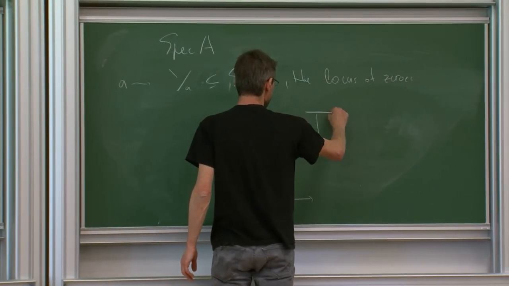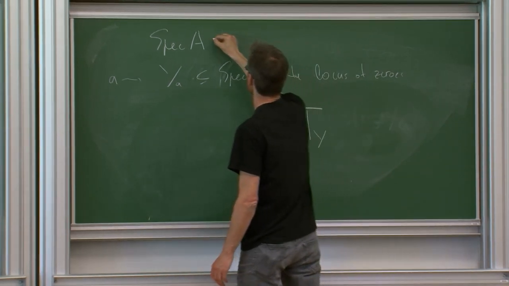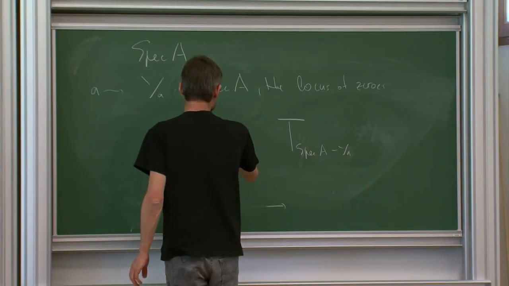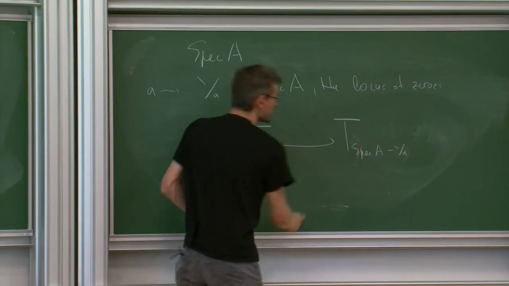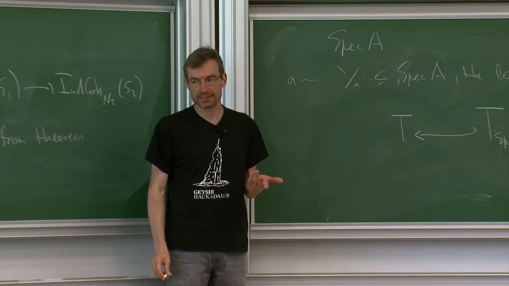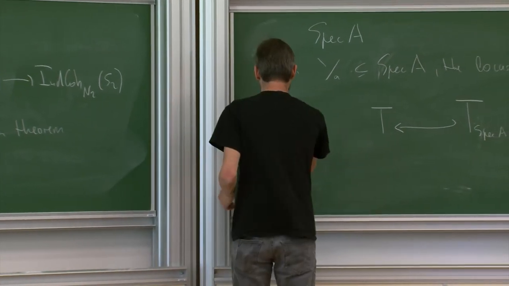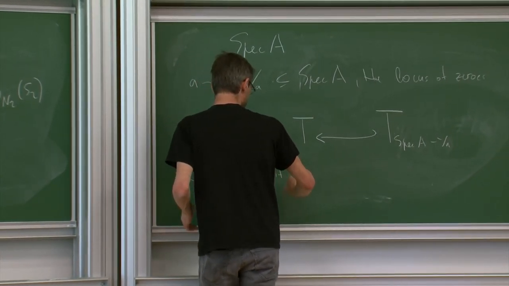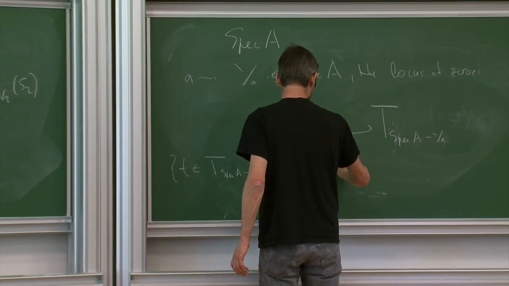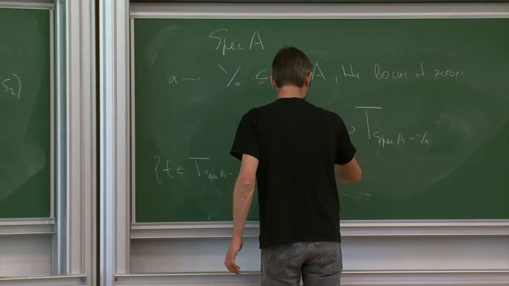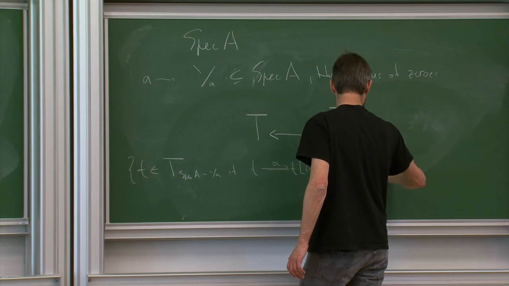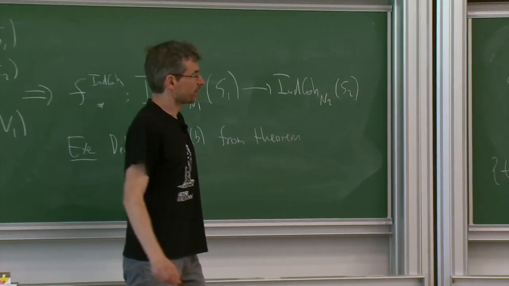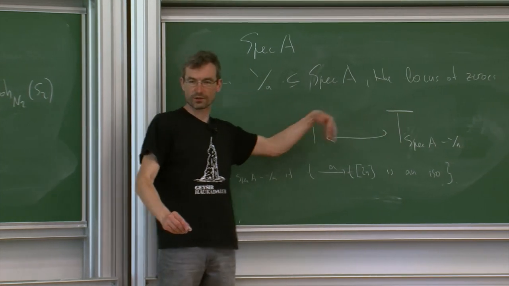So what I'll do, I'll define a category for each A. I'll denote it, let's call it, well, spec A minus YA. These will be things supported away, not supported, on the open subset away from the zeros of A. Namely, T belongs to this subcategory if this map is an isomorphism.